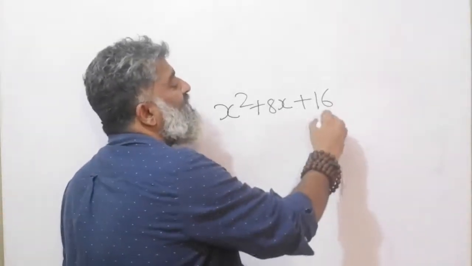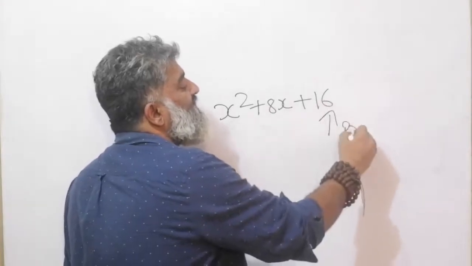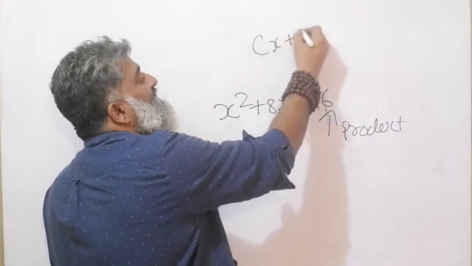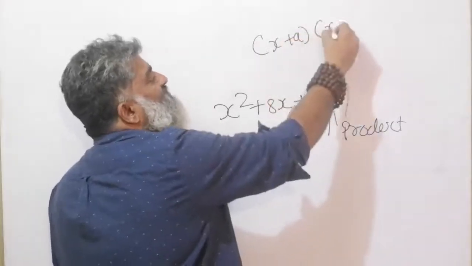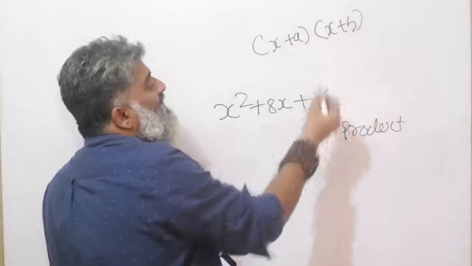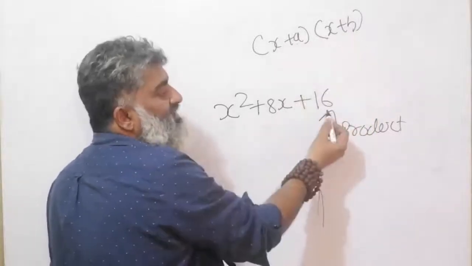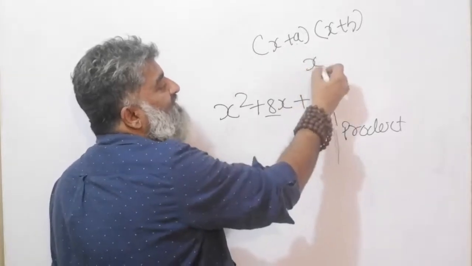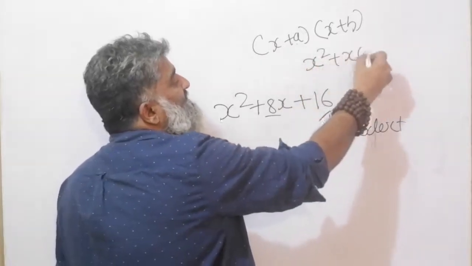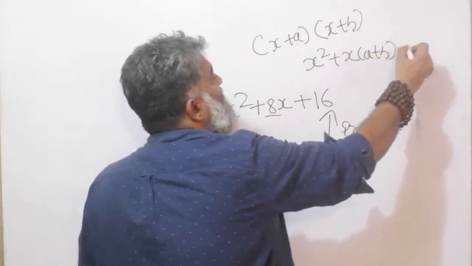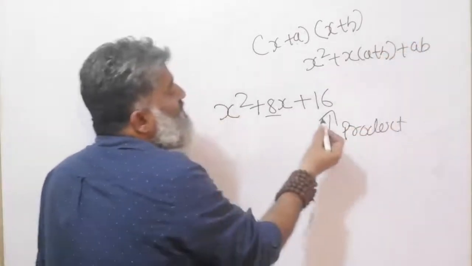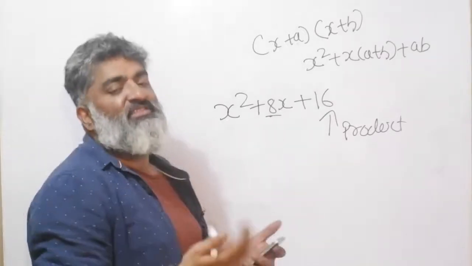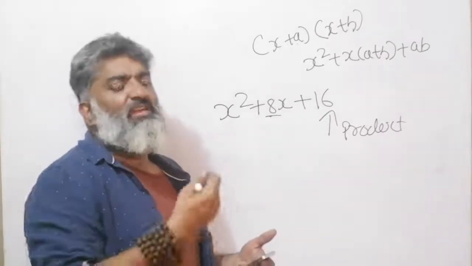I think of the product. I know this term is a product of what? In my expression like this, if I take this as my benchmark, as my standard form, this is the product of a and b, and this is the sum of a and b, right? Because I expanded this to x square plus x into a plus b and plus ab. So this is ab, and this coefficient of x is a plus b. So this is the starting point of the beginning of the journey.